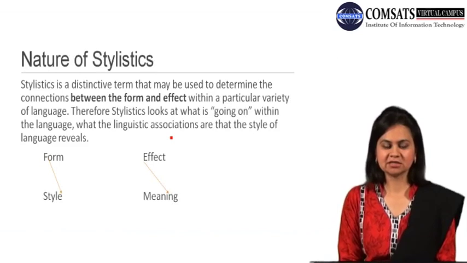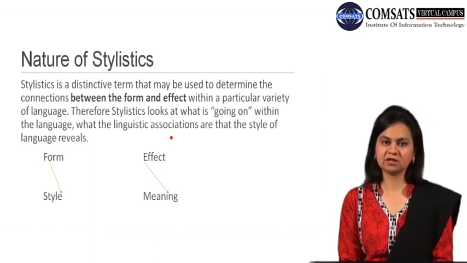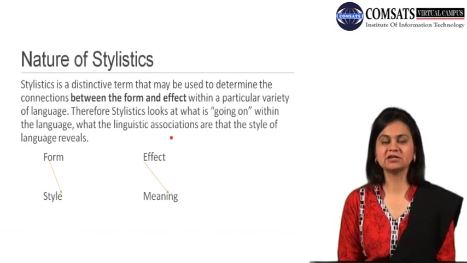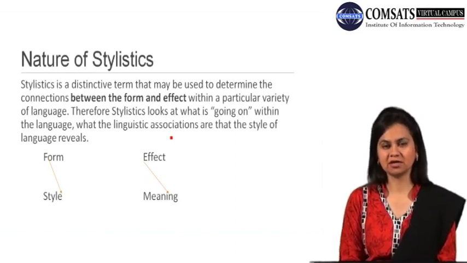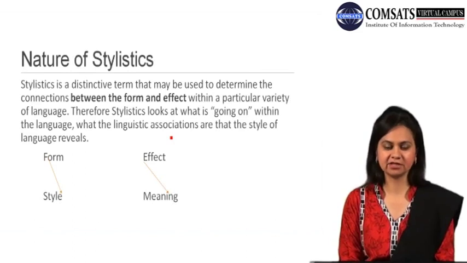Looking at the nature of stylistics in more detail and depth, we see stylistics as a distinctive term, a term which is used to distinguish and determine the connections between the form and the effect. Now, what is the form? Form is the style. Form is the exterior of a work. Form is the expression that the writer has chosen for his ideas, for communicating his ideas. And effect is how the text influences us, or what meanings does the text carry with it.